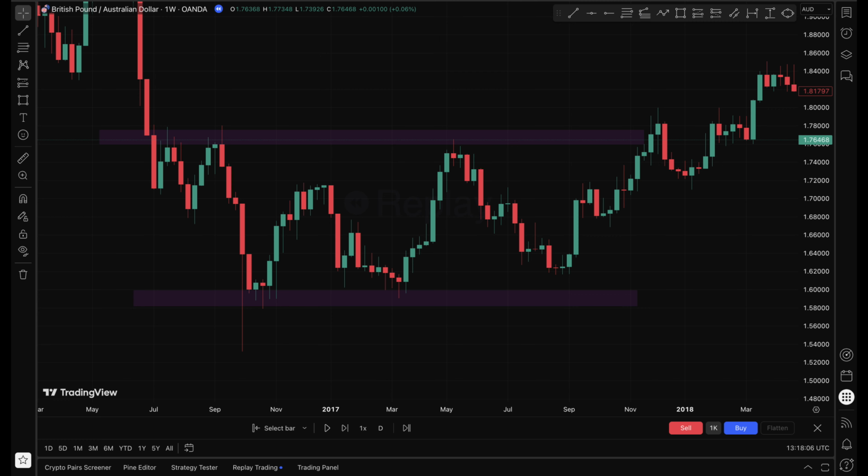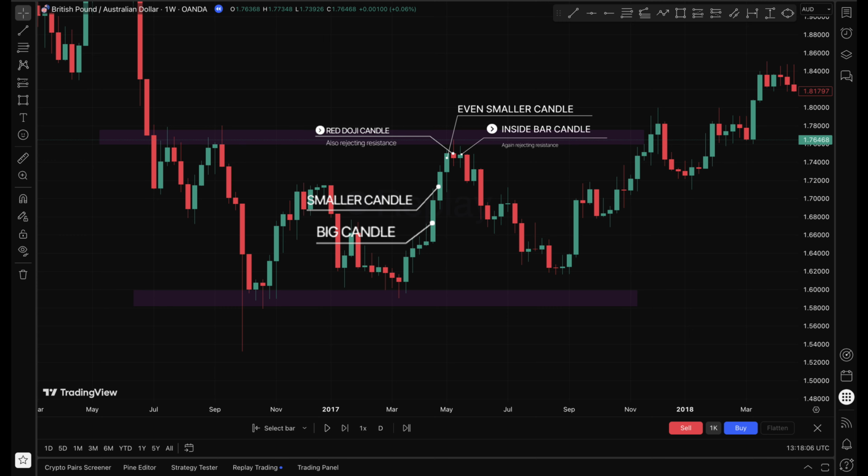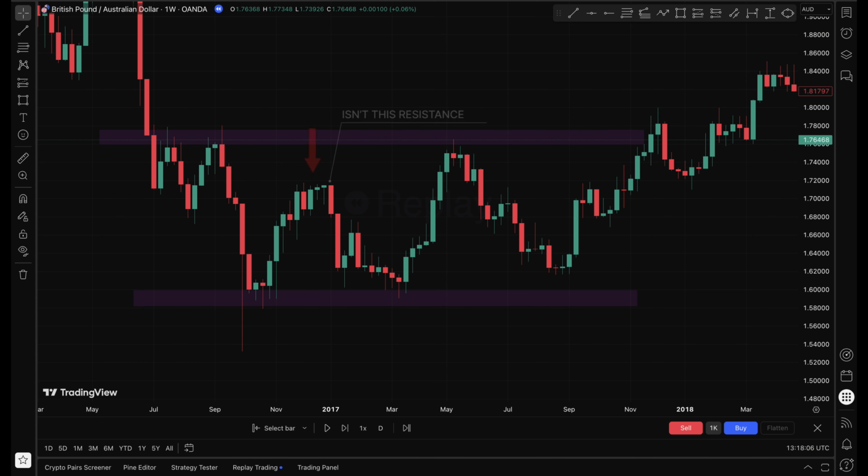Final example, GBP/AUD. We have a double top at resistance. As price rises, a big candle, a smaller candle, an even smaller candle, a red doji rejecting resistance, an inside bar, then a reversal. Some traders might notice another resistance level nearby, but what happens?